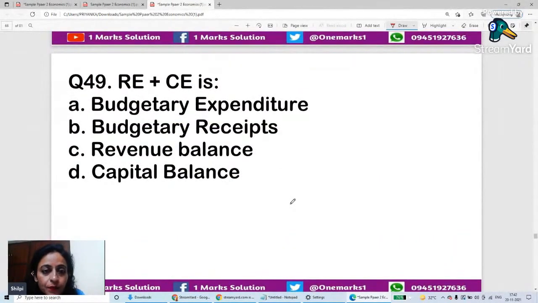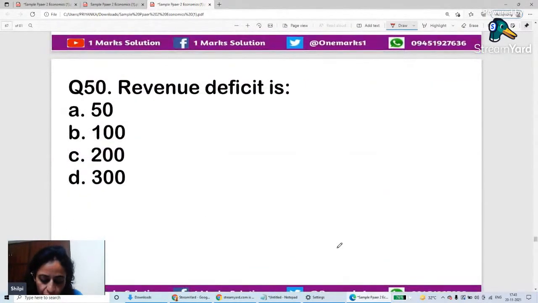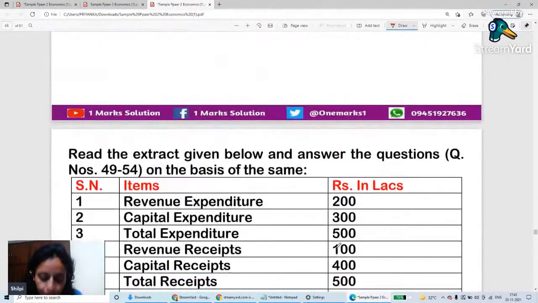Yes. So revenue expenditure plus capital expenditure, we will go with option number A, that is budgetary expenditure. It combinedly formed budgetary expenditure. Question number 50 says revenue deficit is. Ma'am, can you show this table again?